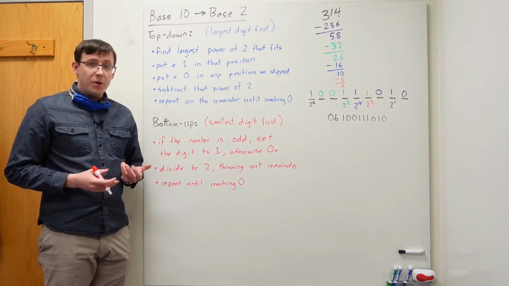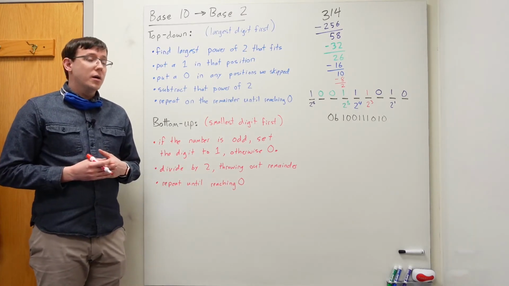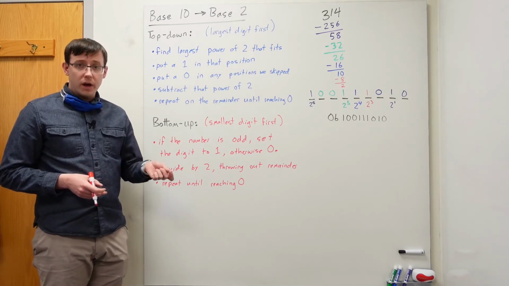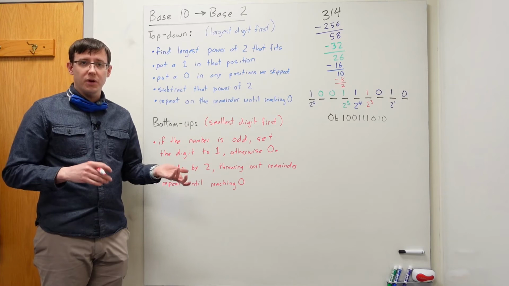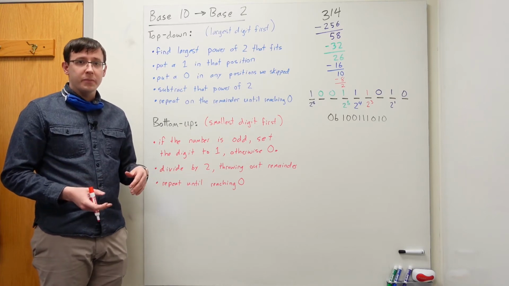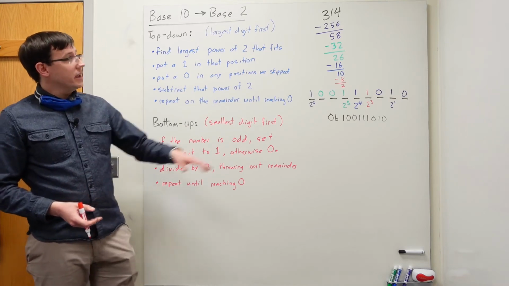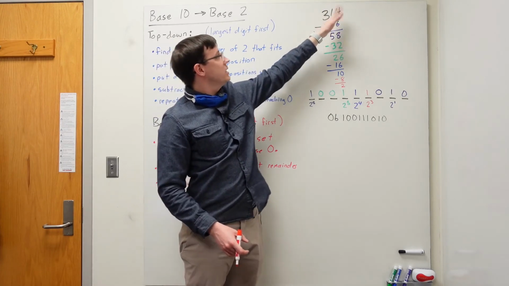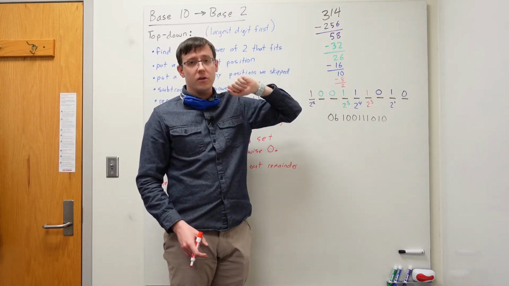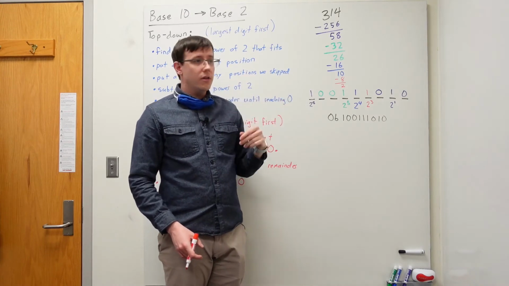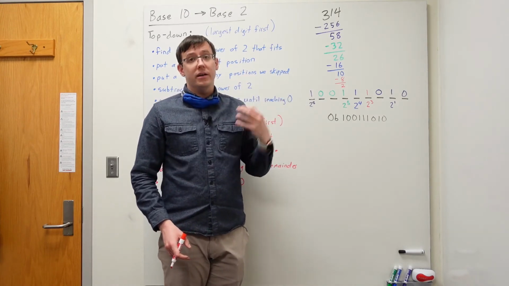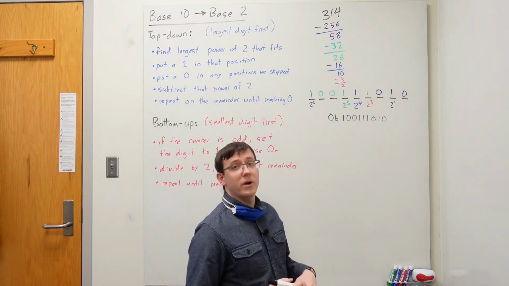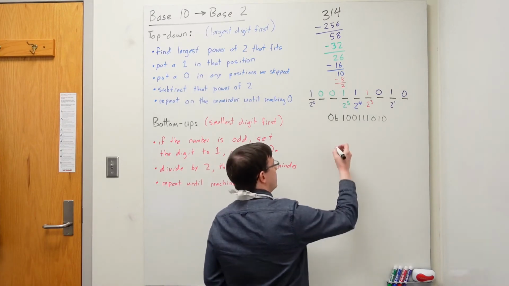The bottom-up approach operates on the principle that an odd number ends with a 1 in binary and an even number ends with a 0 in binary. And much like in base 10, we could throw away the last digit by dividing by 10 and ditching the remainder. We could, in base 2, throw away the last digit by dividing by 2. Again, let's see this in action operating on the number 314.